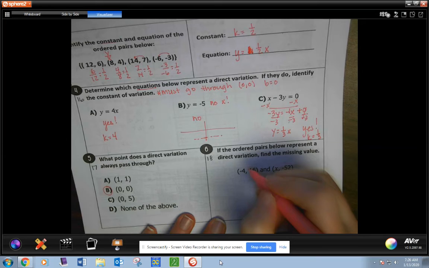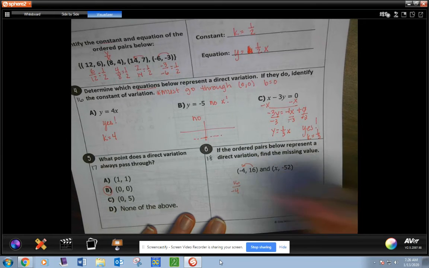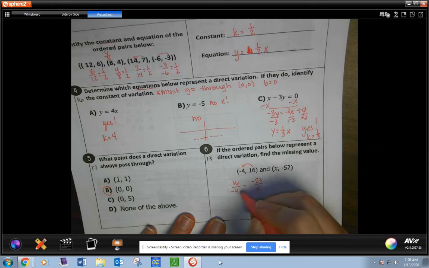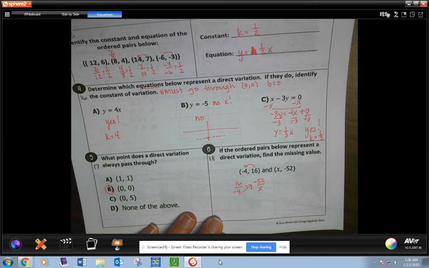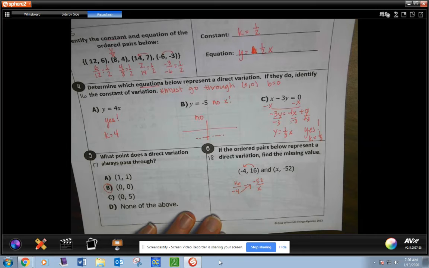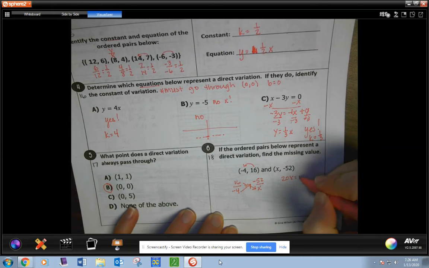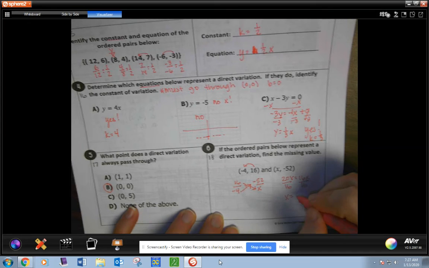This is just a proportion. You're going to take y and put it over x, so 16 over -4, and set it equal to the other side of y over x, and you're going to cross multiply. So -4 times -52 is 208. And 16 times x is 16x. So then all you have to do is divide by 16, and x equals 13.